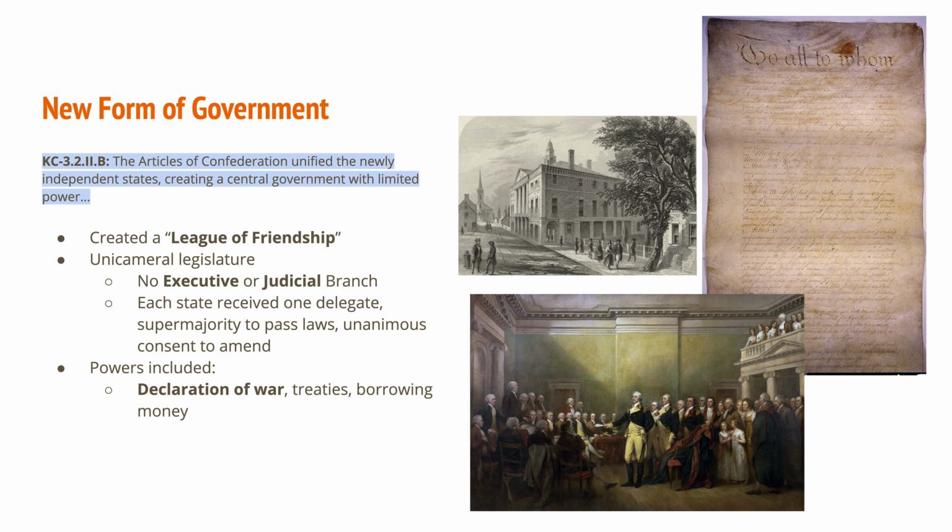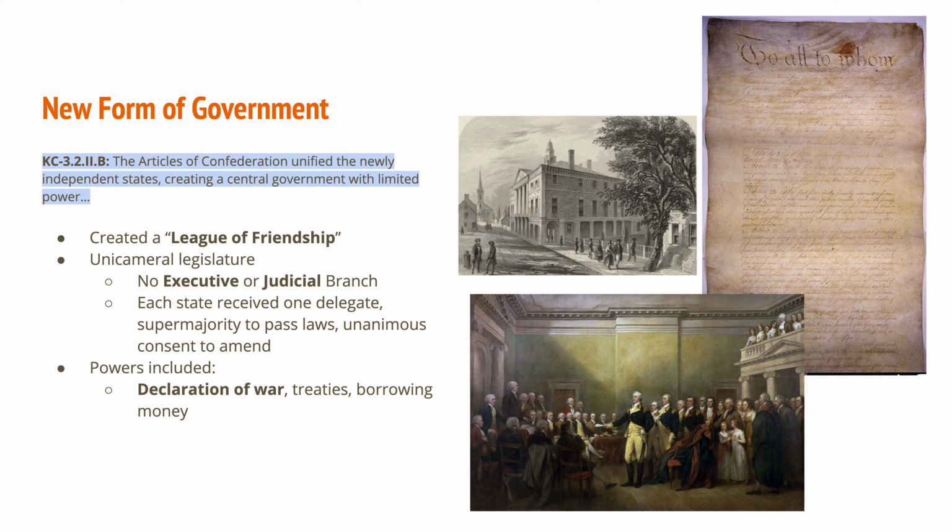And for this one legislature, every state receives one delegate to represent them. The delegate is not directly elected by the people of the state. Instead, it is elected by the representatives in the state legislatures. Now, in that unicameral legislature, in order to pass laws, they needed to have a supermajority of 9 out of 13 states. So they needed at least 75% majority. And then if they wanted to change anything within the Articles of Confederation, they needed unanimous consent. So any amendment needed to have the support of all of the states.